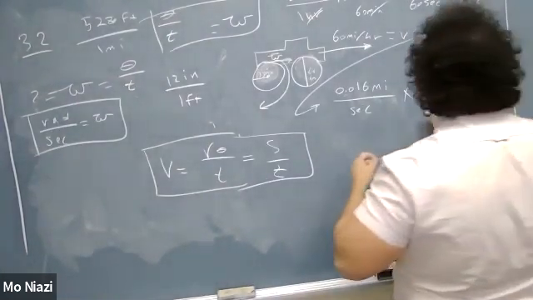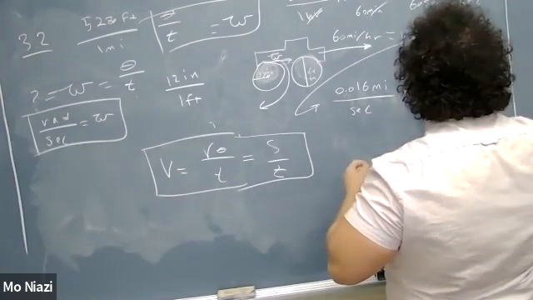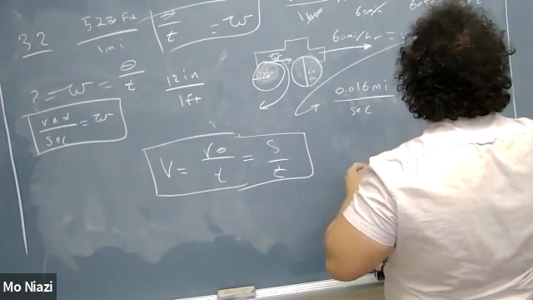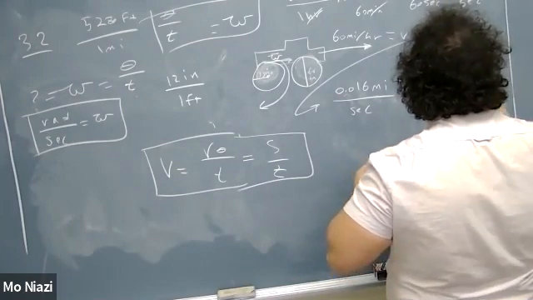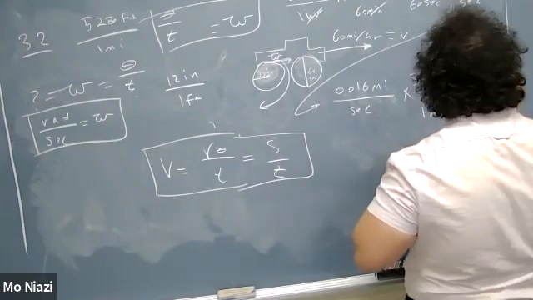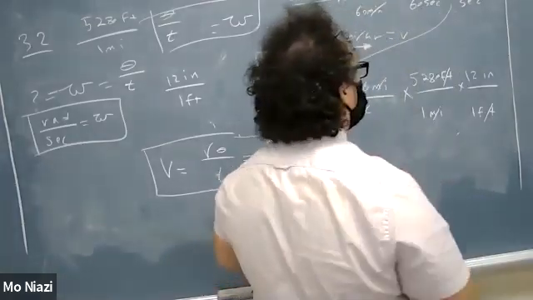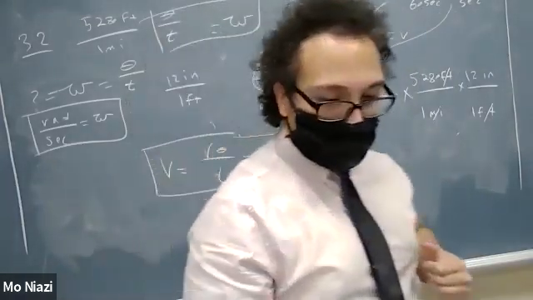So in 1 mile, I have 5,280 feet. And in 1 foot, I have 12 inches. Cancel, cancel, cancel, cancel. So then this becomes inches per second.